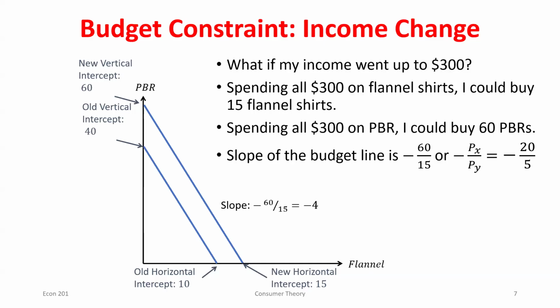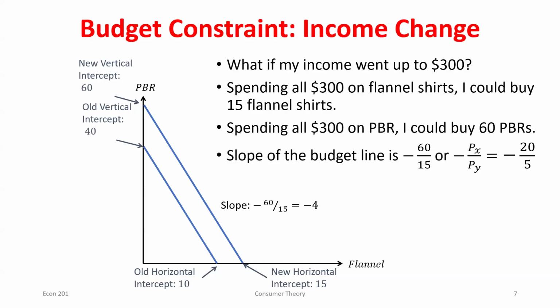60 over 15 gives me the slope of 4. Right? It's the exact same as what it was before. 40 over 10 was also 4, or I should say negative 4. I'm talking in absolute terms. So the opportunity cost of the x-axis good doesn't change when we have income changes. It just shifts that budget constraint out.